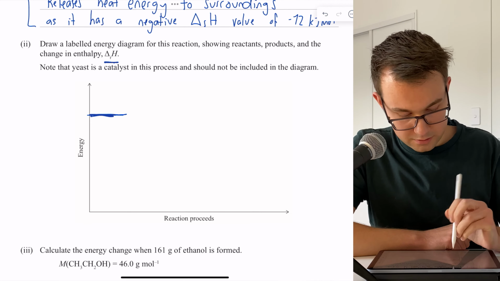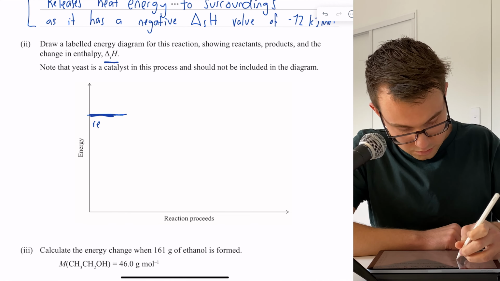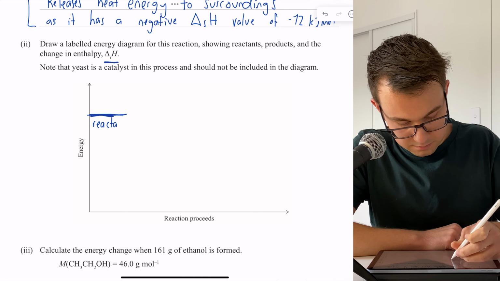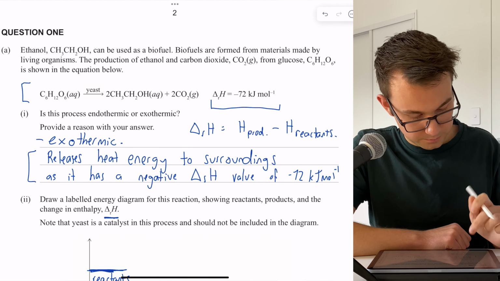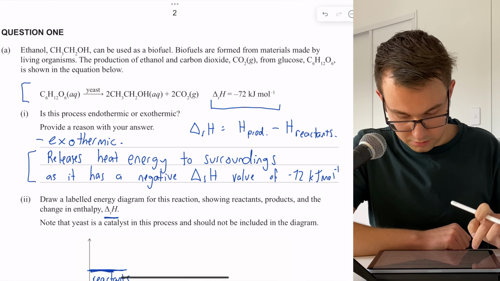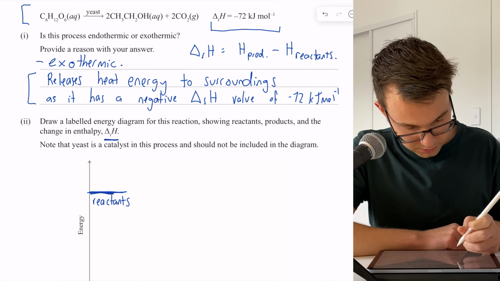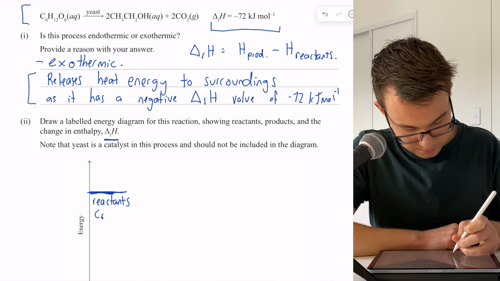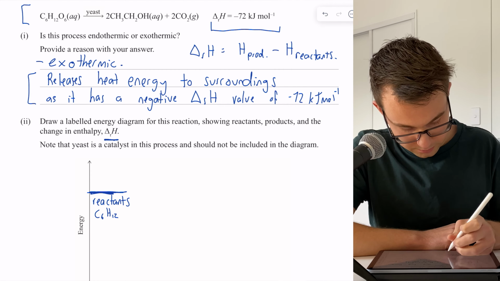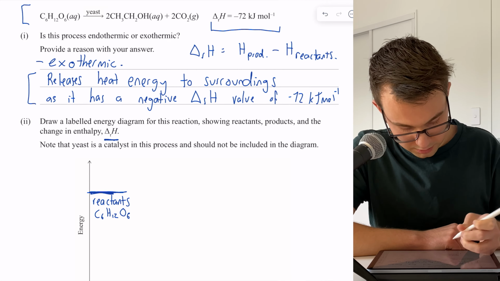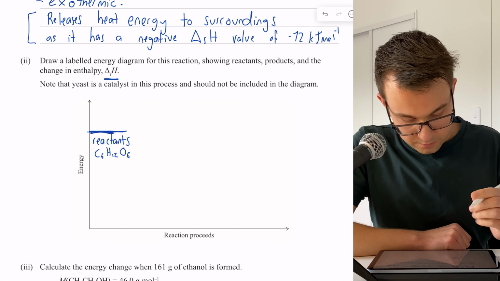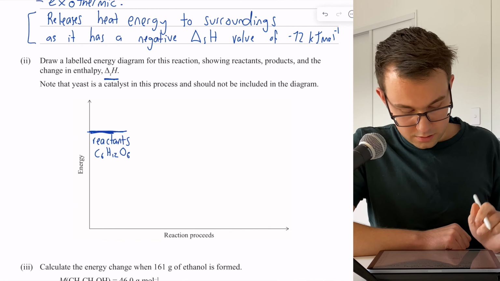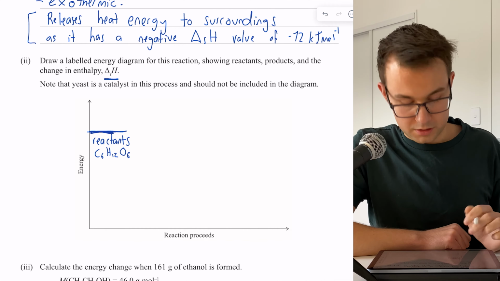Beautiful. Now, we can call this the reactants. They just start there. That's very cool. What are they? Looks like it's just glucose. Okay, so we can write C6H12O6. Beautiful. Now, where on this diagram are the products going to go?